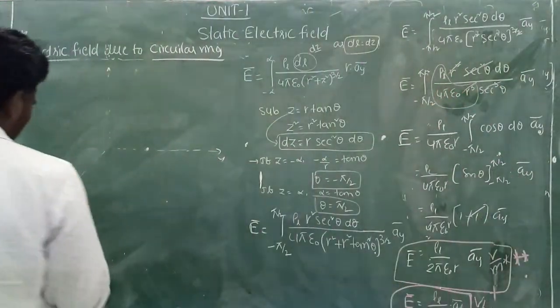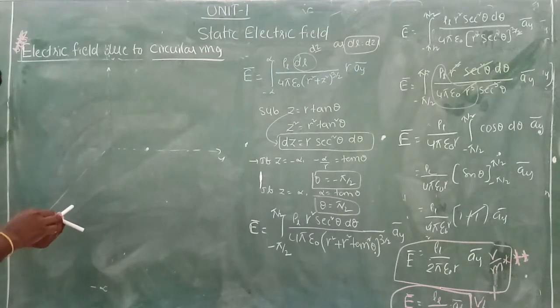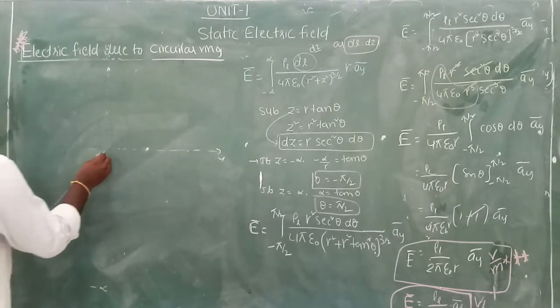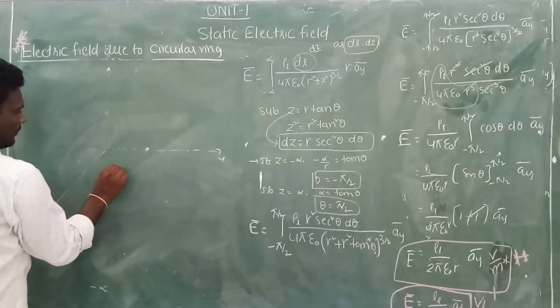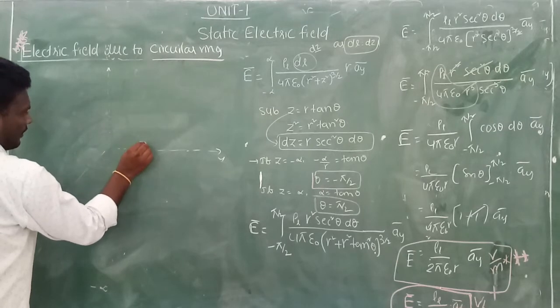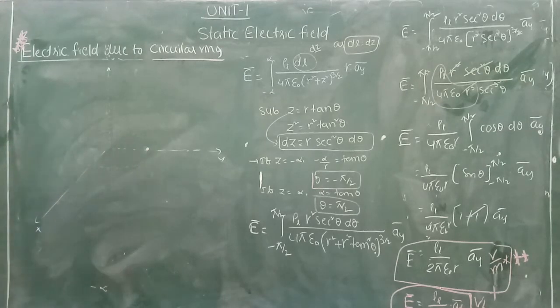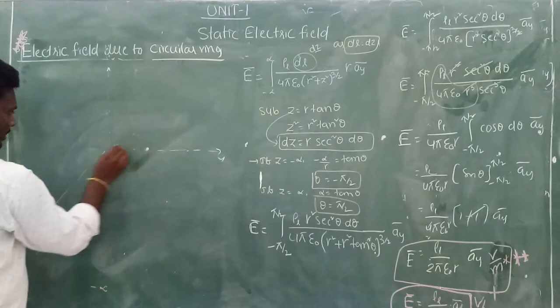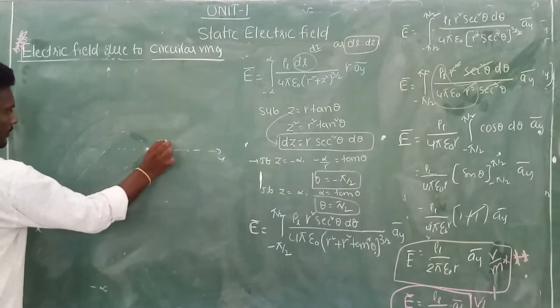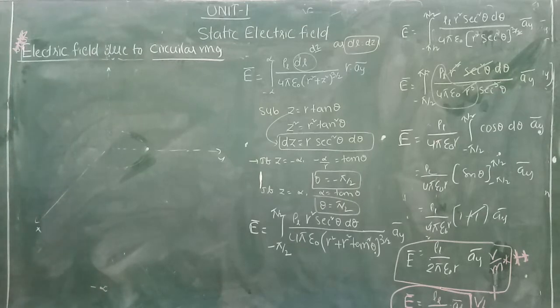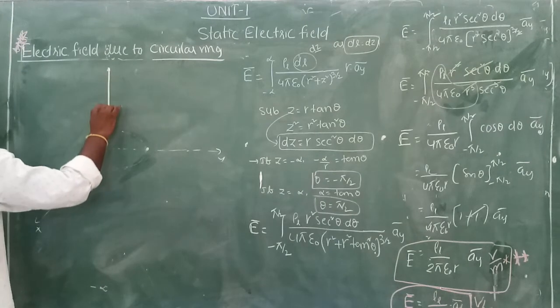Okay, so see, listen carefully. I am drawing my circular ring here. This is my circular ring. This is the z axis.